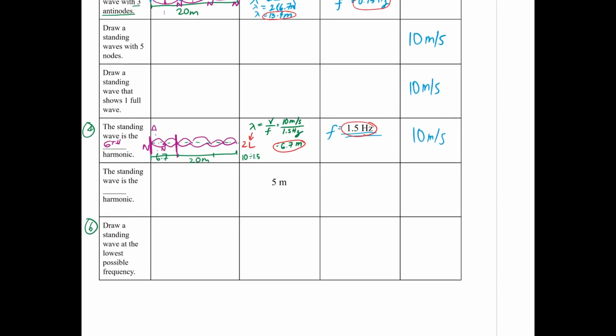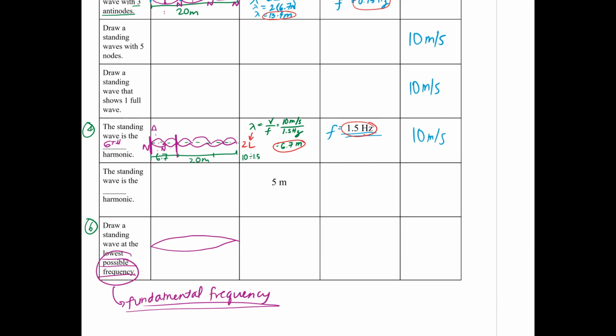Now, lowest possible frequency. This is the fundamental frequency that we talked about. If you take a look at the slides for this class, you're going to find out that this is the lowest possible frequency of that note that we're talking about. So there's going to be just one harmonic, and this one harmonic takes up the whole string, which is 20 meters long. So that's the length of one harmonic.